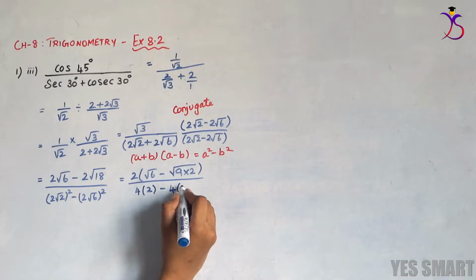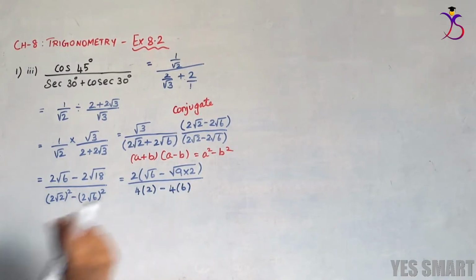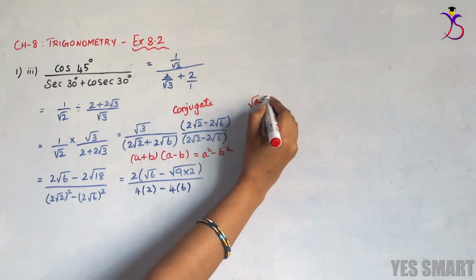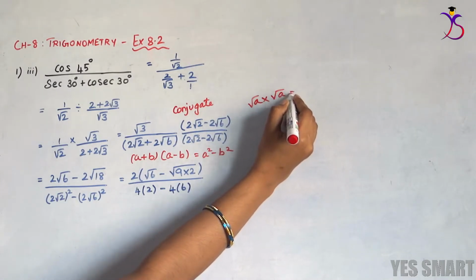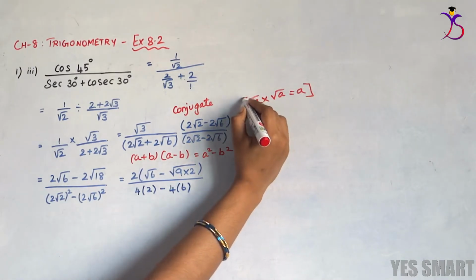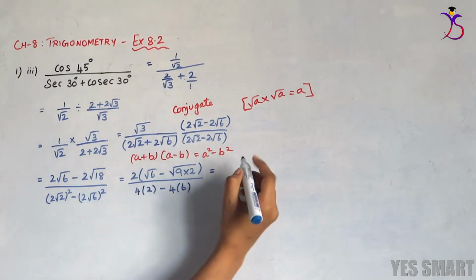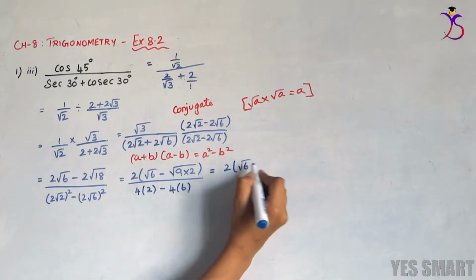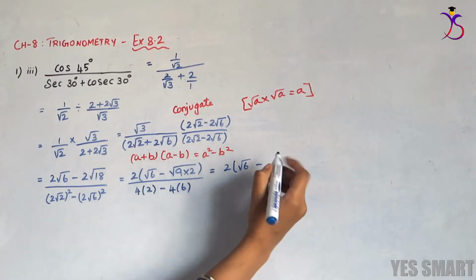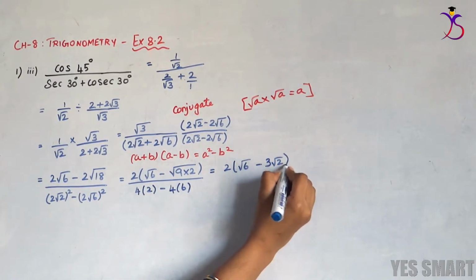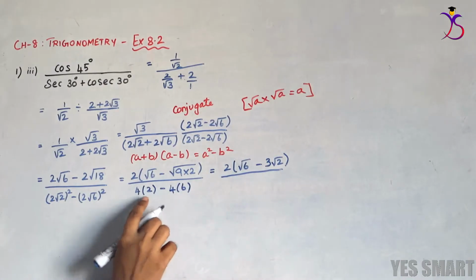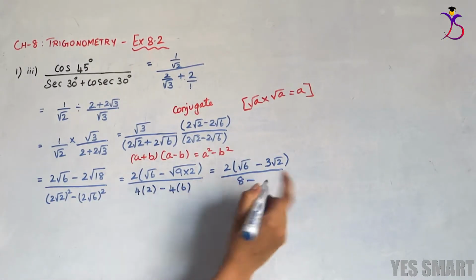Root 6 into root 6 is 6, because we already knew that root a into root a is a. That is, root 2 into root 2 is 2, and root 6 into root 6 is 6. On multiplying the numerator, 2 into root 6 minus this 9. When I take the square root of 9, it is 3, and I'm just keeping the root 2 as it is. 4 2s are 8 minus 4 6s are 24.